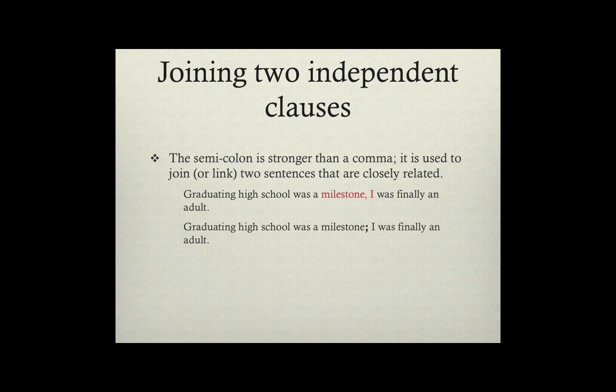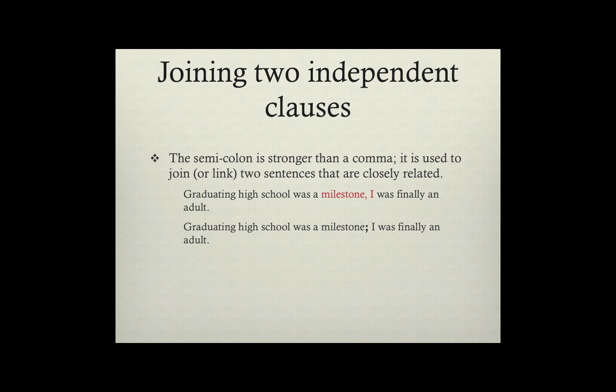Okay? The semicolon as a punctuation mark is stronger than a comma. Okay? So let's think about that for a second. A comma is a pretty weak form of punctuation. Semicolon is a little stronger. So it can be used to join or to link two sentences that are closely related.